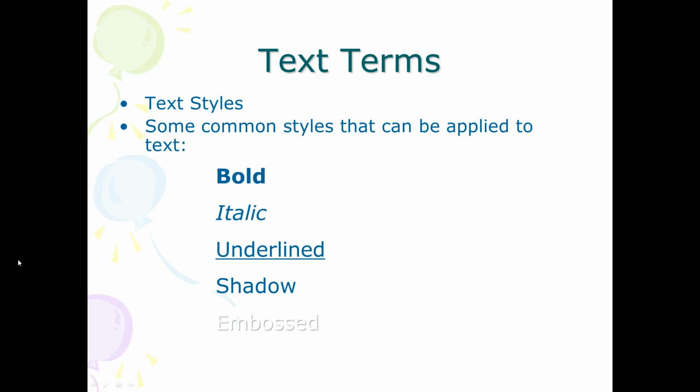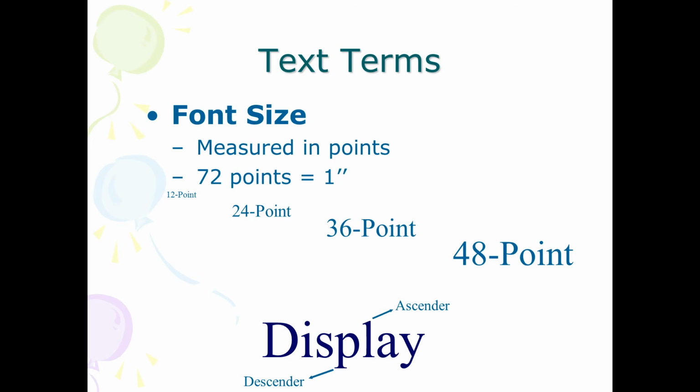Then you have text styles, bold, italics, underline, shadow. Those can also be accessed in the character panel in Photoshop at the bottom of the character panel. And those are just what we would call styles. Something else to note about font is that font is measured in points. So whenever you choose 10, 12, 24, that's actually a points measurement. 72 points equal an inch. And so you can see the examples of the difference between 12 point, 24 point, 36, and 48 here.